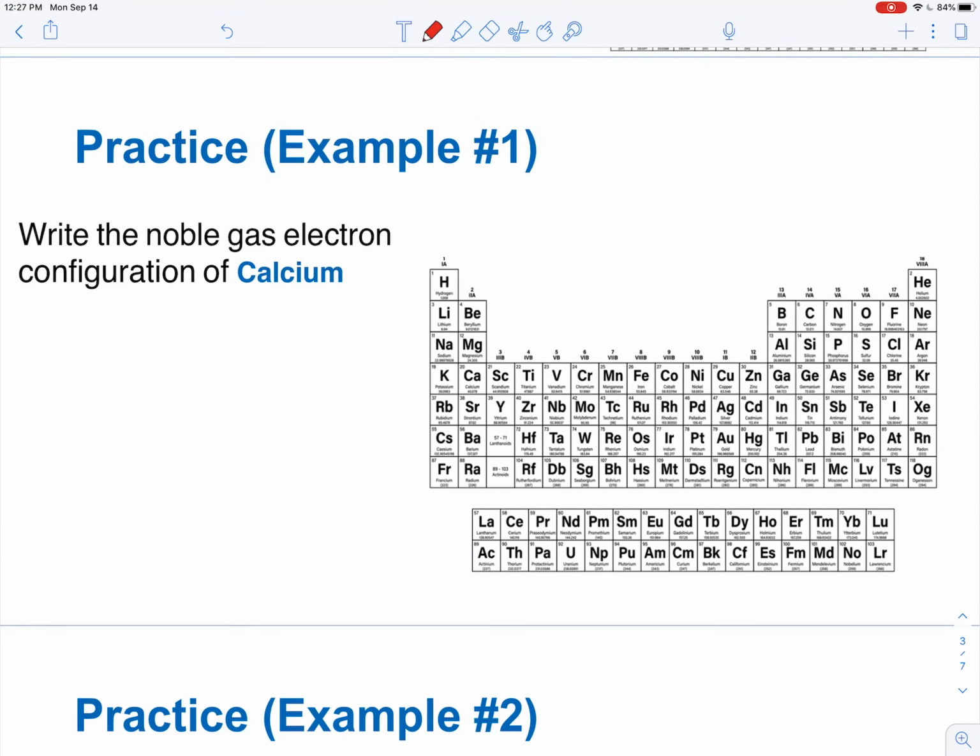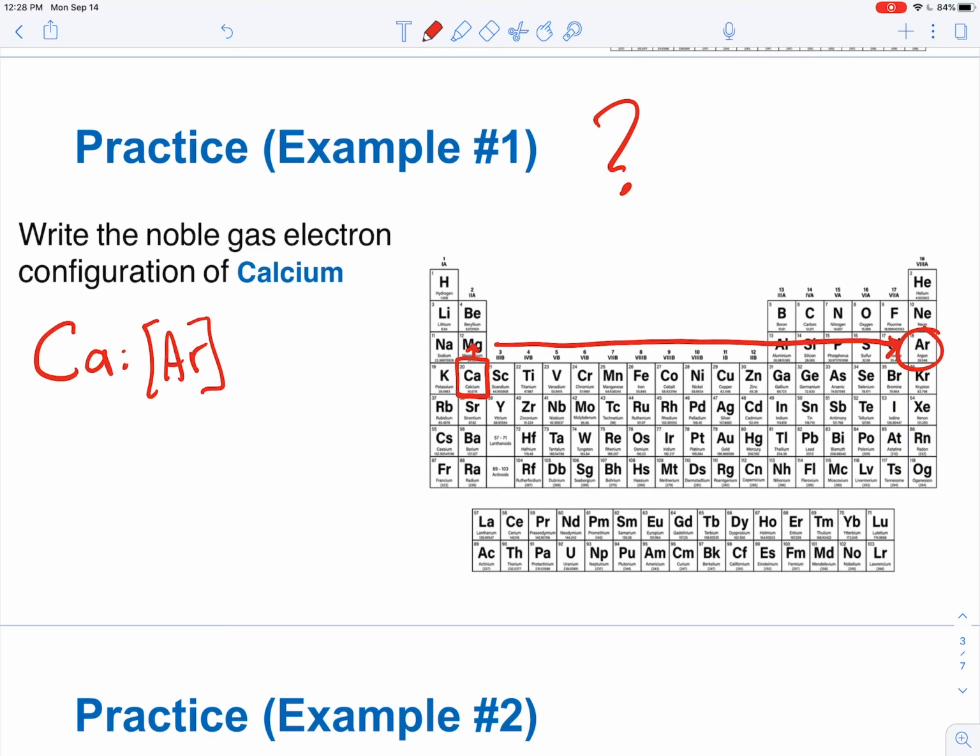Let's do a couple examples and practice this. So here we've got calcium. Okay, so you want to find calcium, and then I'm going to ask you, which noble gas should we be putting in brackets here? What do you think? So again, we want to go up 1 and then all the way across. So it turns out we're going to use argon. Okay? And then after that, we just have to count whatever comes after argon is here. So this is the 4th energy level. I'm still in my s block here. So 4s2. And that's it.